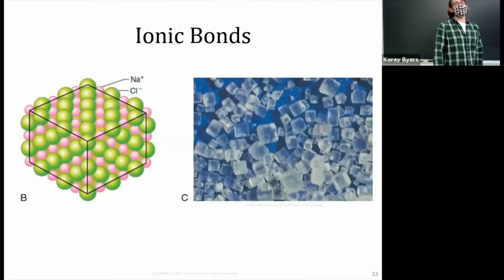The cool thing about table salt is when you get NaCl, as it forms a crystalline structure, it forms a cube. Smaller and smaller and smaller, all the way down to the smallest ones. It just forms cubes over and over and over again.